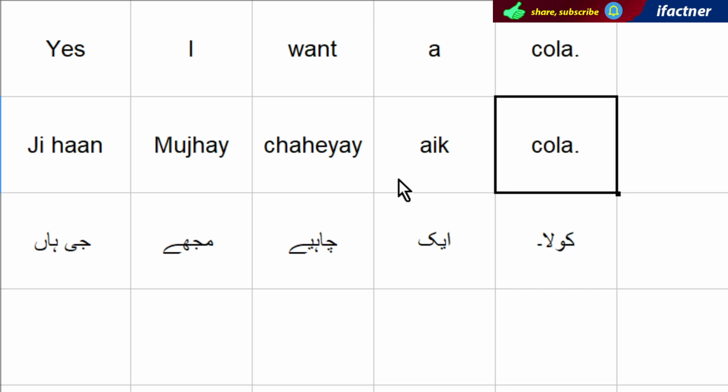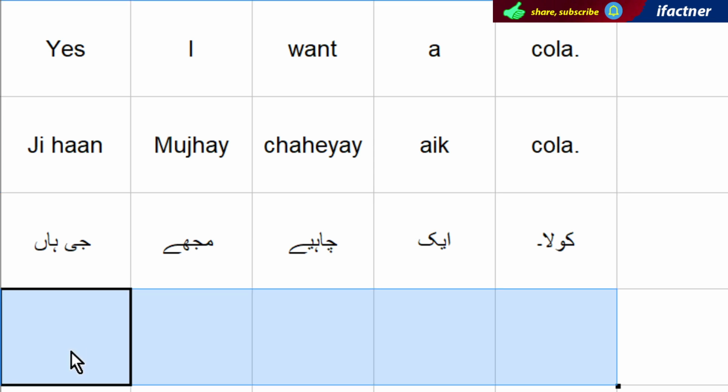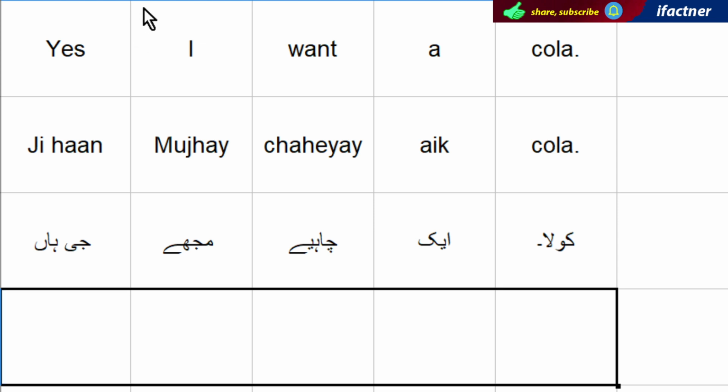Now we want to translate this sentence in Urdu. So we will start with जी हाँ and then the verb or subject which is मुझे, then the object एक कोला and in the end चाहिए. So in Urdu we'll say जी हाँ मुझे एक कोला चाहिए. So now let's type this sentence.